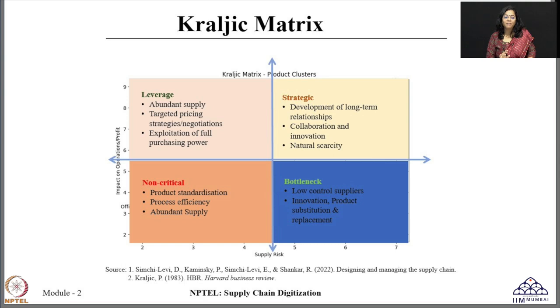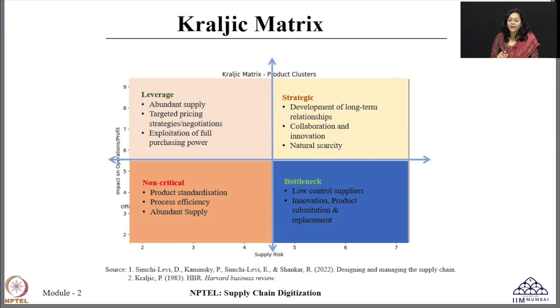When we talk about the leverage items, these items have a very high impact on profit, but the supplier risk is on the lower side. This combination indicates that they are available in abundance, but because there is a huge impact on profit, there is the option of having the right type of negotiations, and that is why it requires a good pricing strategy. So, exploitation of full purchasing power can be done for these particular items.